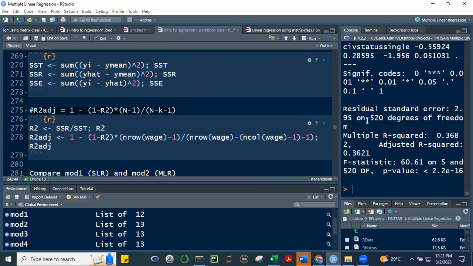Mas maganda si unrestricted in that case. Kung kino-compare natin si model 1 at saka si model 2, mas maganda si model 2, yung mas maraming predictors. Now, dito naman sa susunod, ang kino-compare natin si model 2 at saka si model 3.